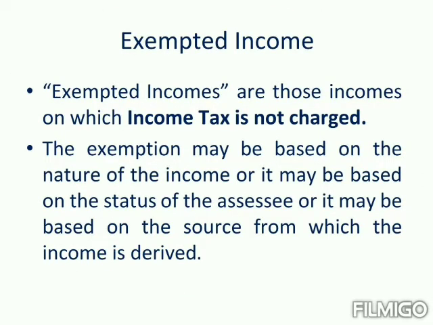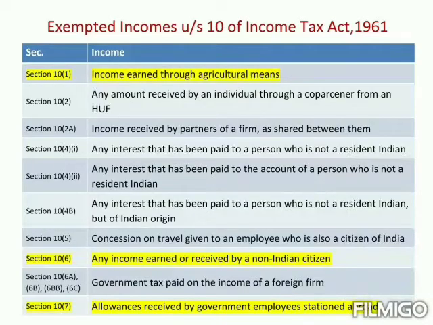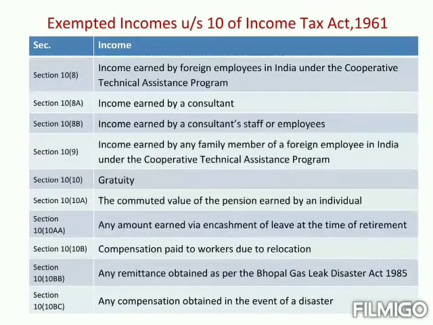Exempted income. Exempted incomes are those incomes on which income tax is not charged. The exemption may be based on the nature of the income, or on the status of the assessee, or on the source from which the income is derived. Under Section 10 of the Income Tax Act 1961, the following are the incomes that are exempted. As the list is very long, it is just listed out. These incomes are not to be included in the total income of an assessee, so no tax is payable on such income.